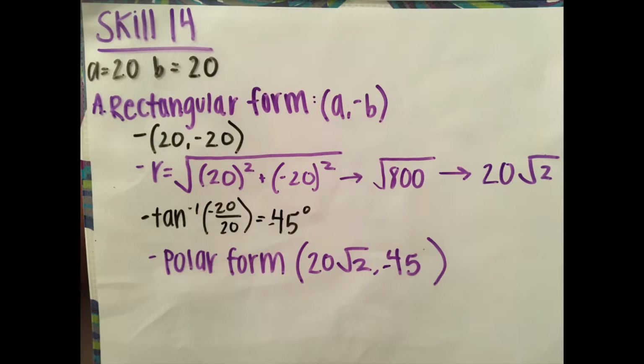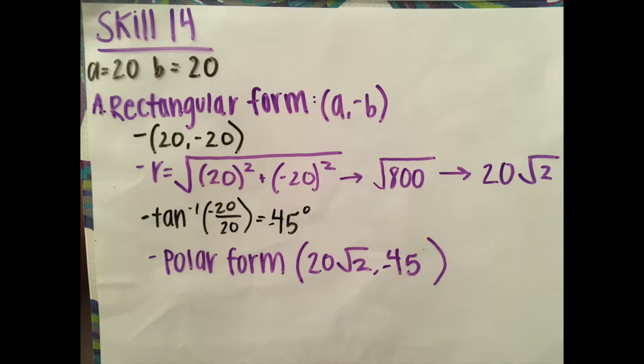So for this problem, I made my A value 20 and my B value is also 20. So in rectangular form, my polar equation is (20, -20). In order to get it in polar representation, I had to find the distance from the pole and the angle made by the horizontal.